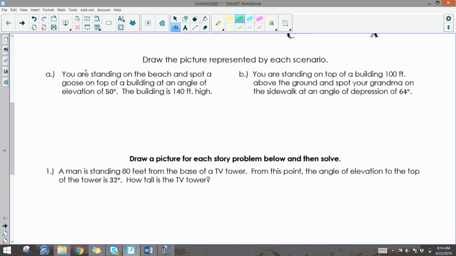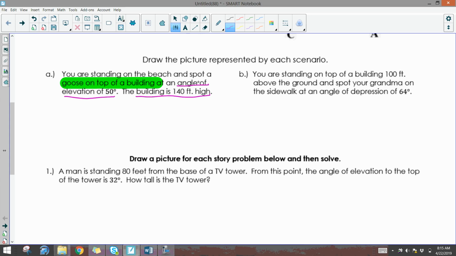Okay, this says you're standing on the beach and spot a goose on top of a building. So the goose is on top of the building at an angle of elevation of 50 degrees. The building's 140 feet high. Now we're not solving for anything. We're just drawing the picture.